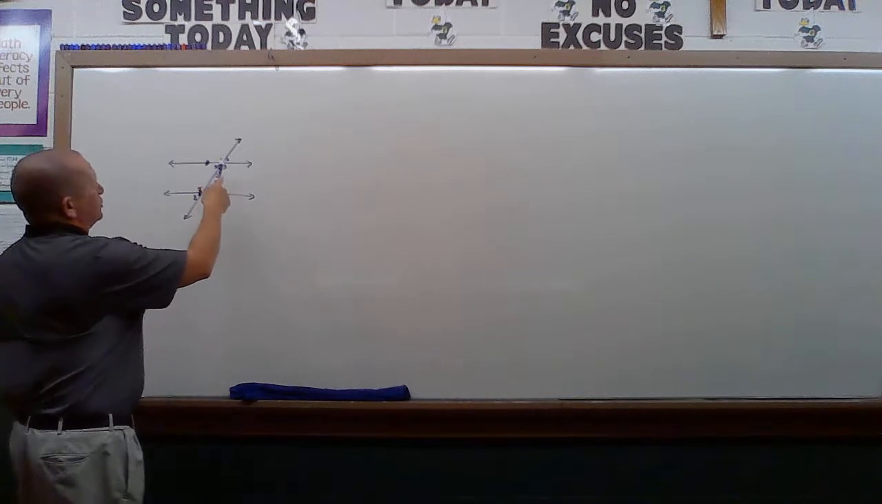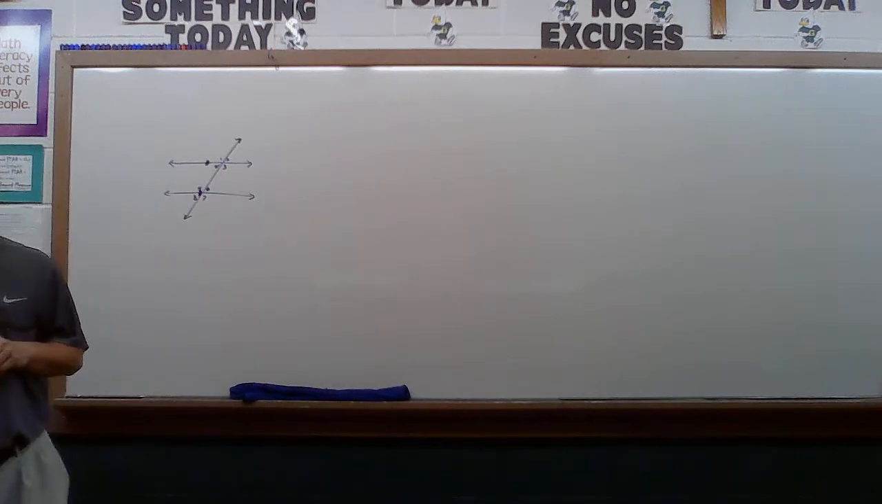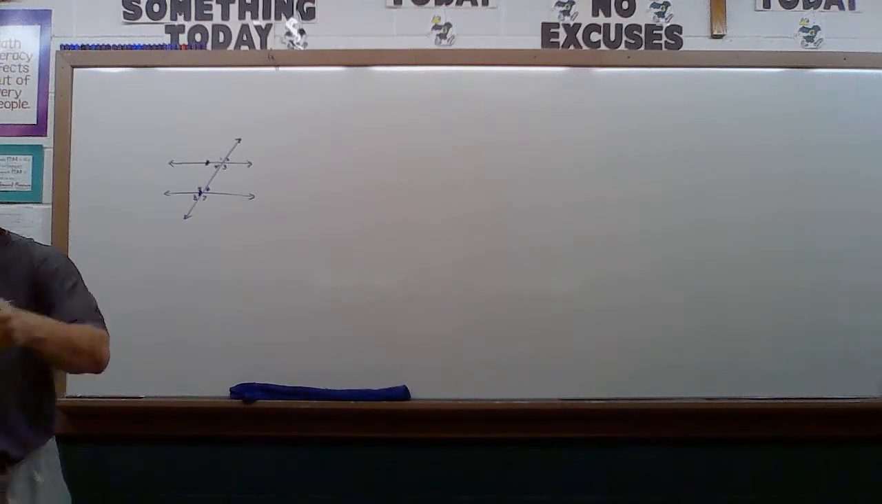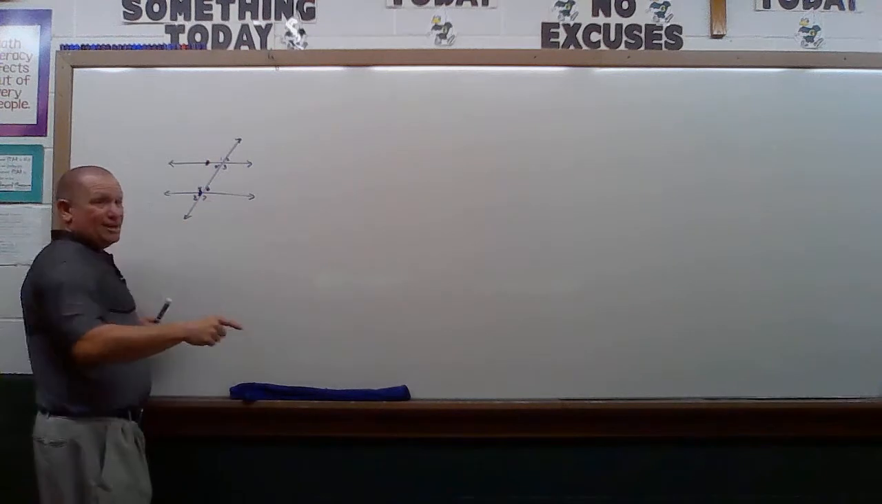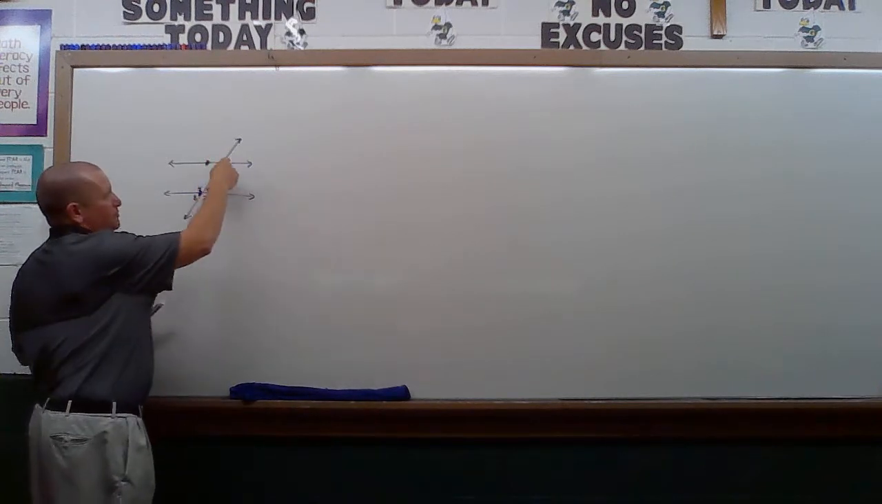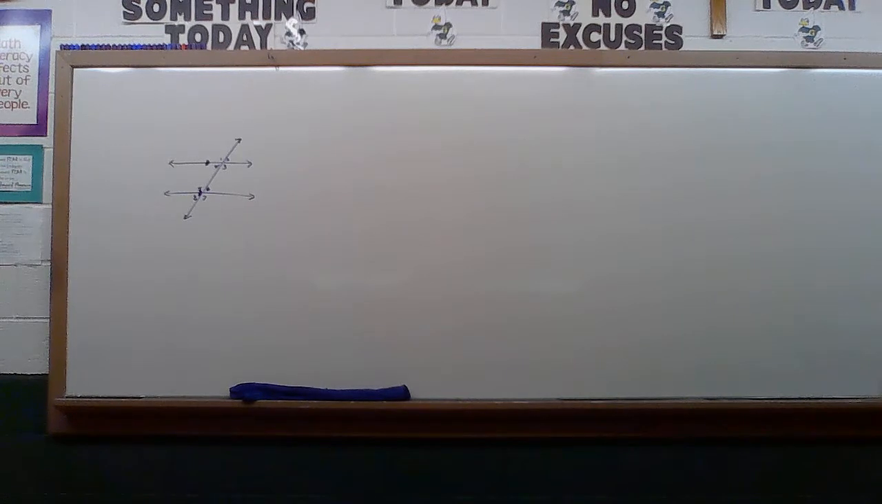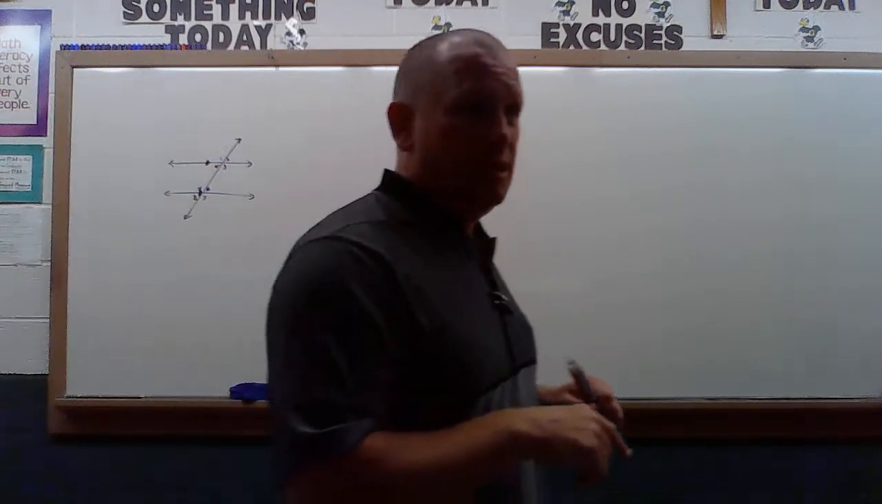So what can we also call 2 and 3? Supplementary, because why? They make up one line and they add up to what? 180. So supplementary angles add up to 180. What's kind of the opposite? Complementary, and they add up to 90. And how do we definitely know about them? They make a right angle. So they have the little box in the corner, all right?